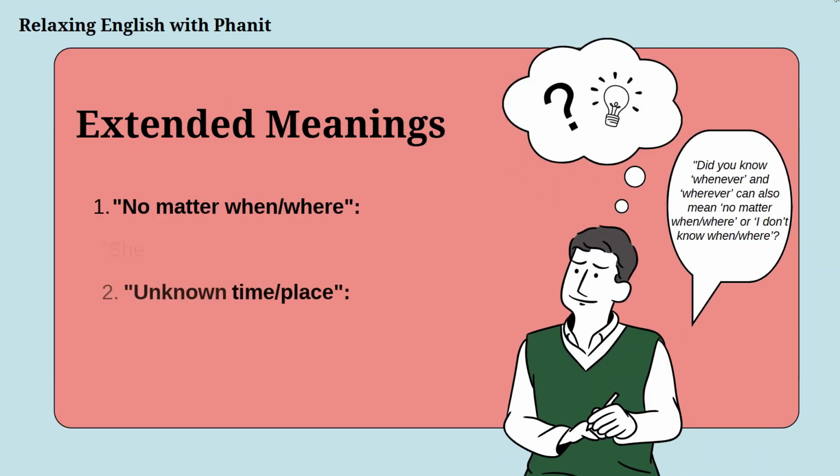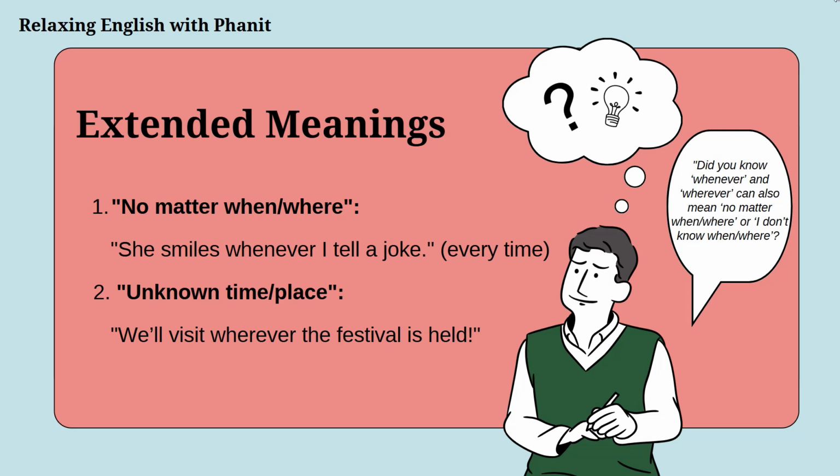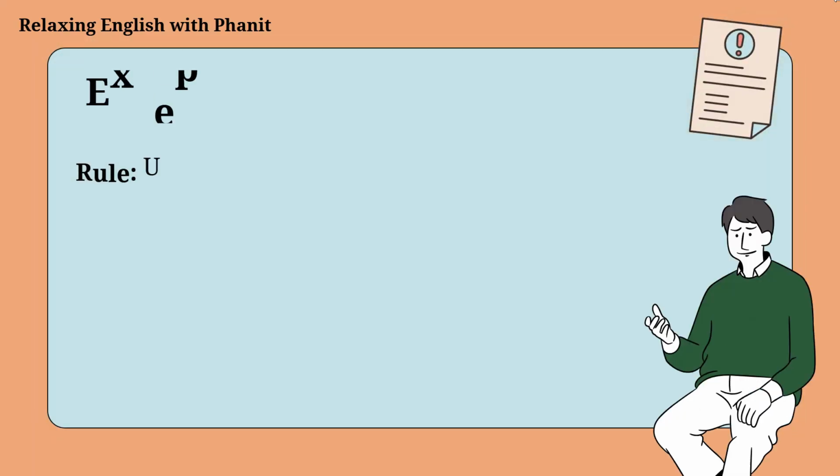Did you know whenever and wherever can also mean no matter when, where, or I don't know when, where? For example, "She smiles whenever I tell a joke" means no matter when I tell it, she smiles. And in "We'll visit wherever the festival is held," the speaker doesn't know the exact place. These nuances add flexibility.